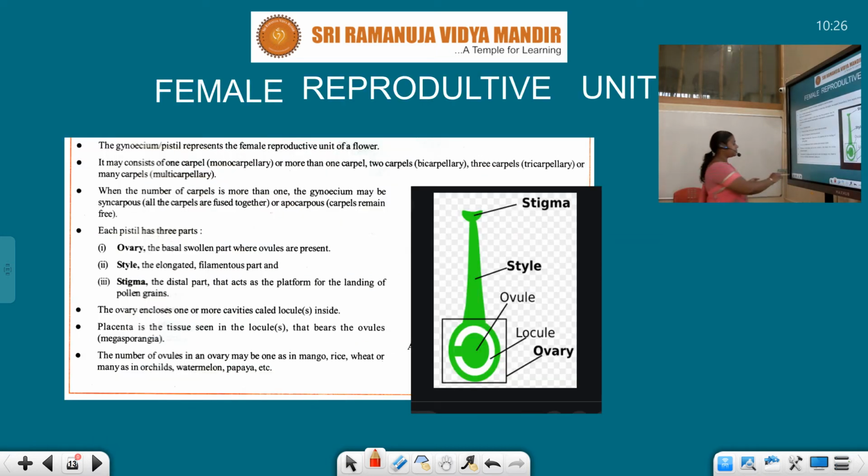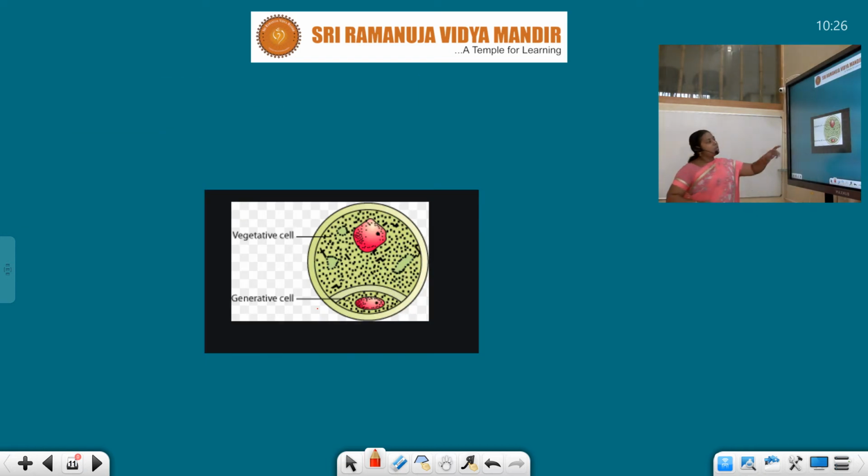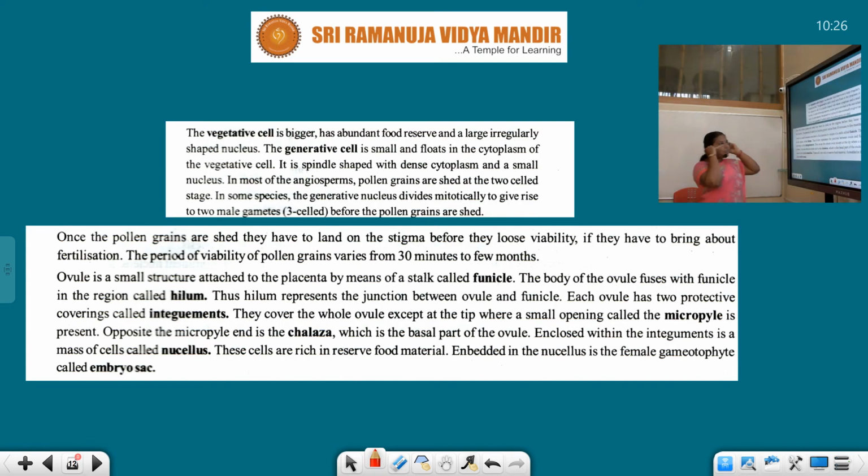So students, it has the reserved materials and the nucleus. Generative cells are small and float in the cytoplasm of the vegetative cell. Understand, students? They will be floated. Generative cells are a little bit smaller in size, and they float in the cytoplasm of the vegetative cell. It is spindle shaped with a dense cytoplasm and it has a small nucleus.